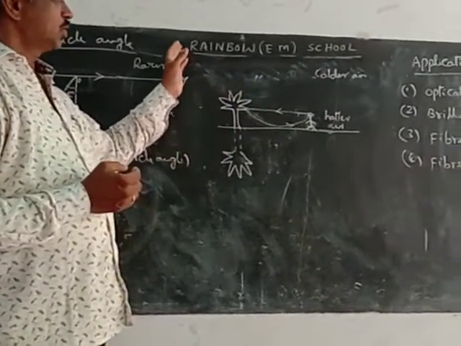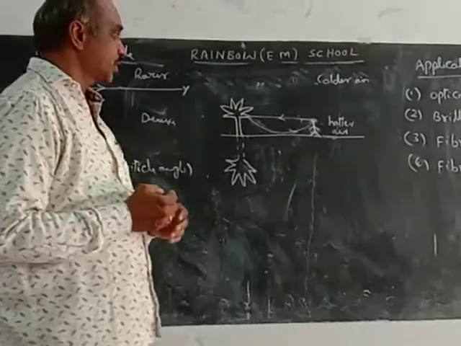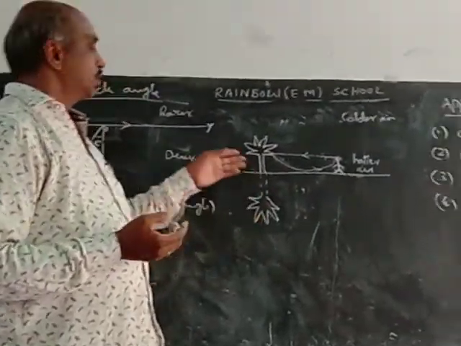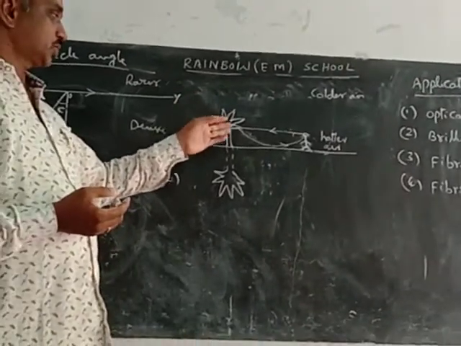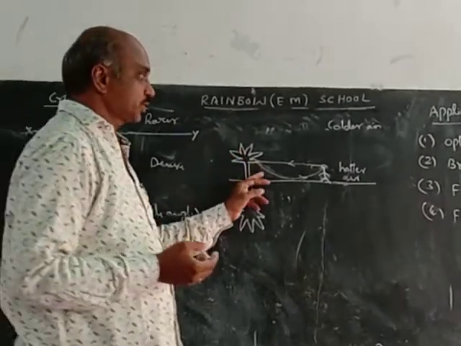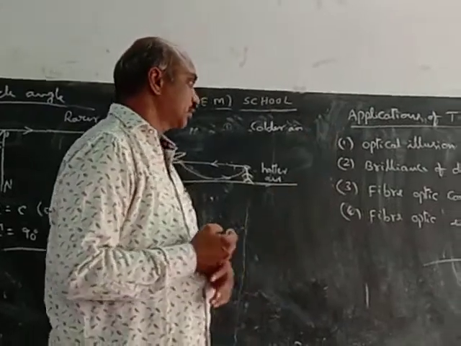That means from denser medium to rarer medium, what will happen? Sometimes it moves away from the normal and total internal reflection also takes place. Because of this total internal reflection, these optical illusions or mirages are formed.